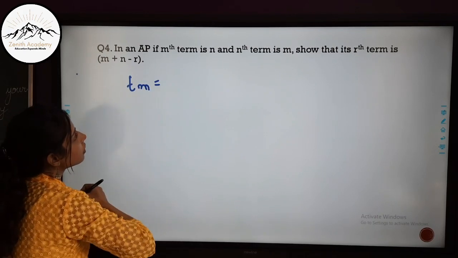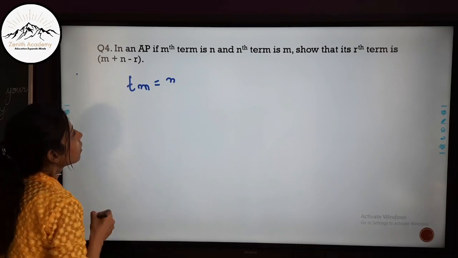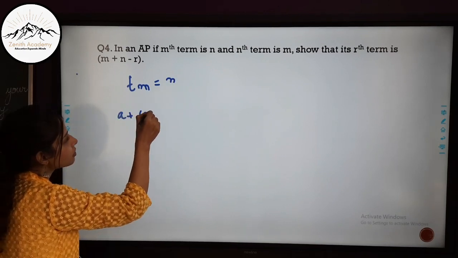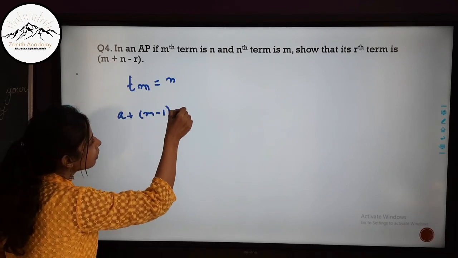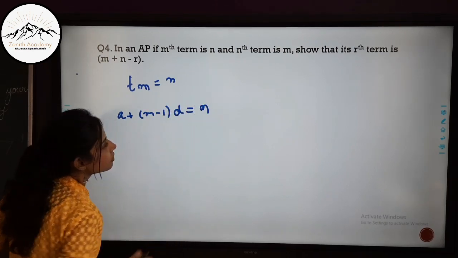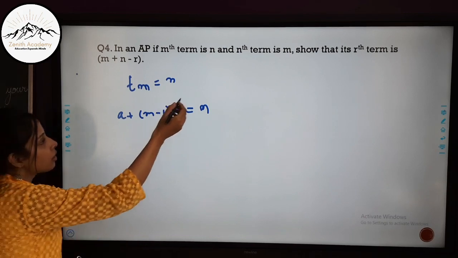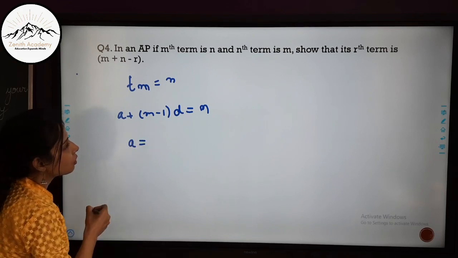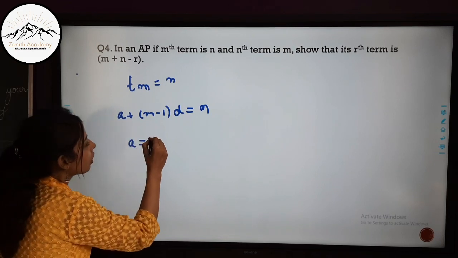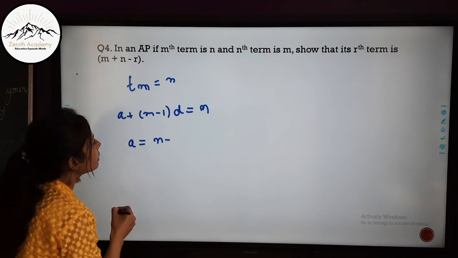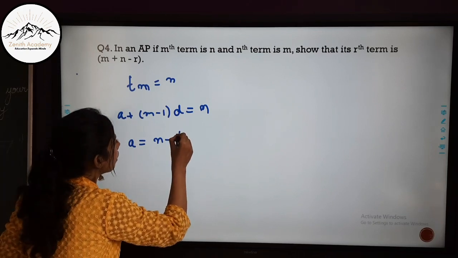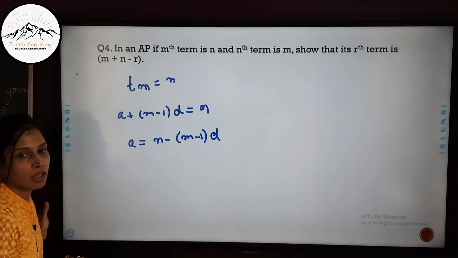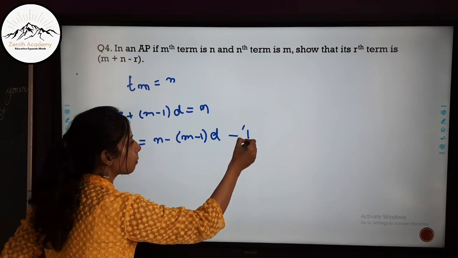Tm is given as n. So we can write this as a plus m minus 1 into d is equal to n. Now how can we write this? a is equal to n minus m minus 1 into d. Say this will be our equation number 1.